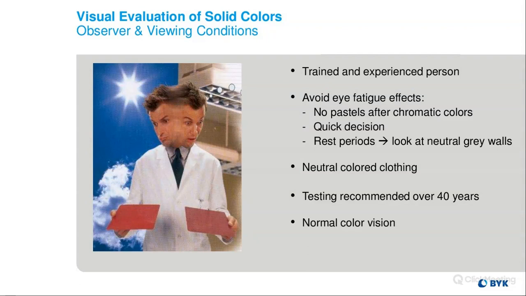And then testing is recommended over 40 years. So it's good to have testing on your eyes done. That way you know that you're not colorblind or you're seeing accurately, essentially. And then lastly, it says down there, normal color vision is recommended.